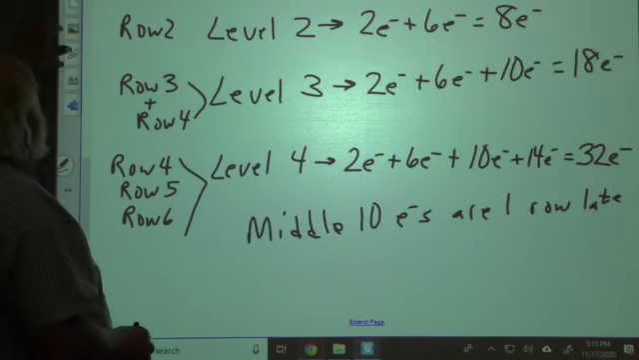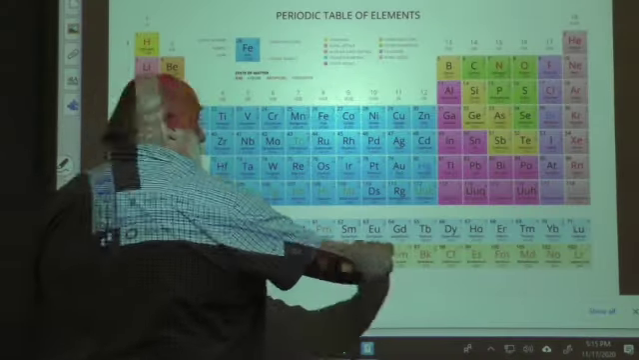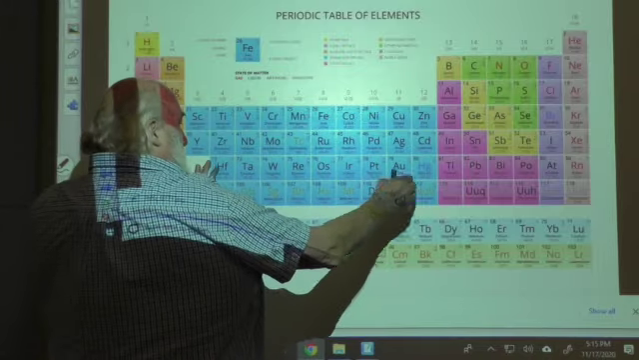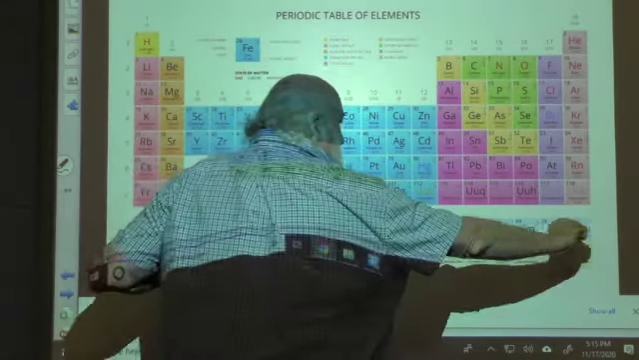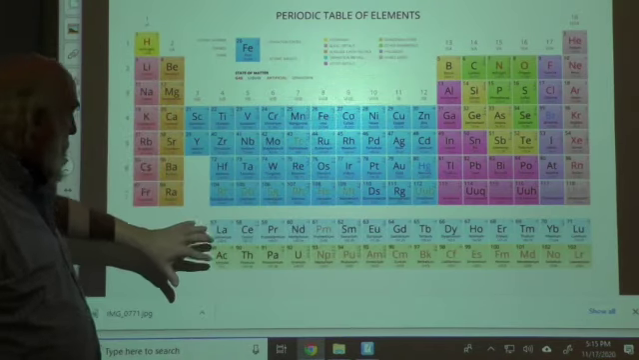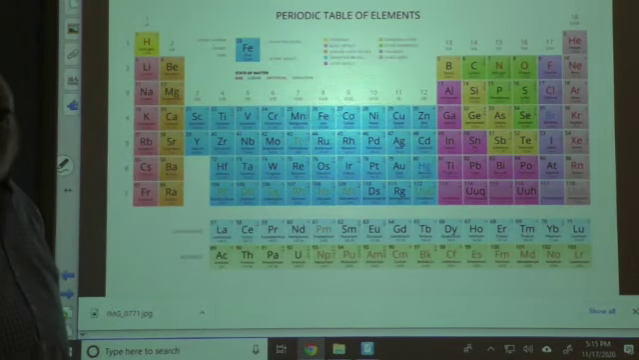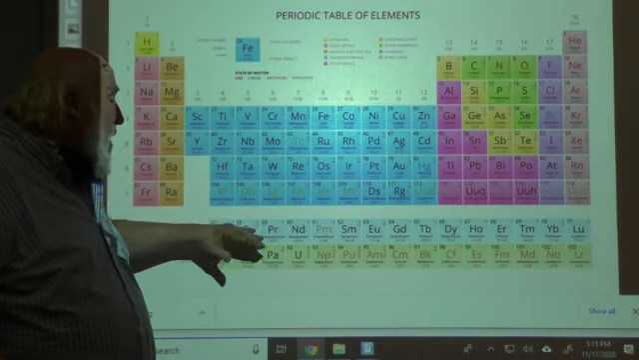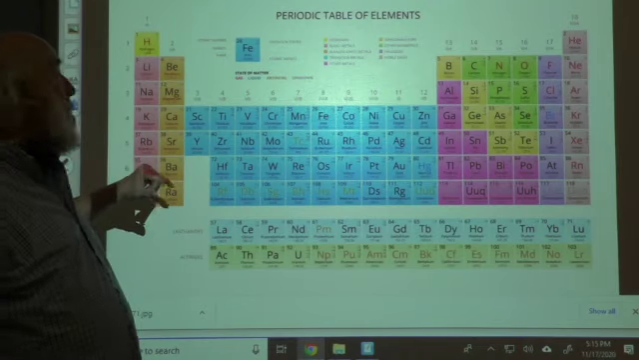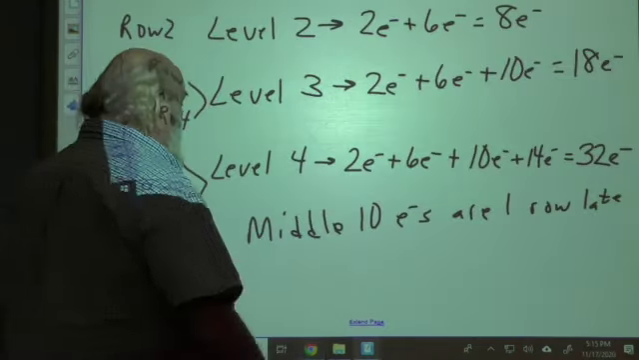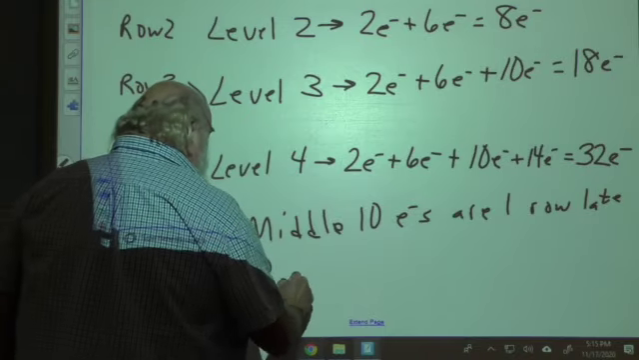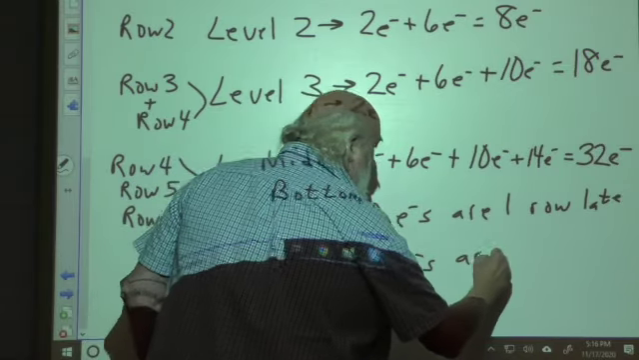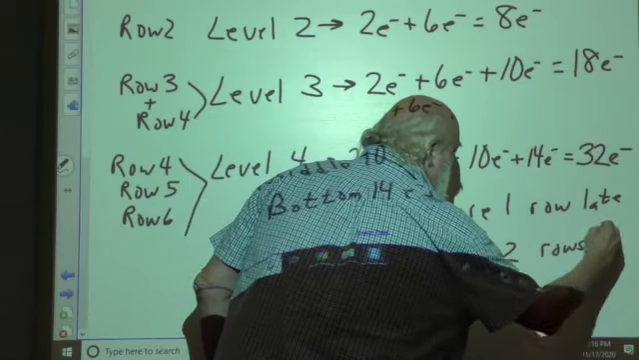Okay? The bottom 14, that's these down here, the middle 10 is this blue column. We have our blue sets of columns right here. This light blue and light green here are actually the 14, minus a couple of them that belong up here in that little gap. These are 4th level electrons found in the 6th row. So that means, of course, that the bottom 14 are 2 rows late.